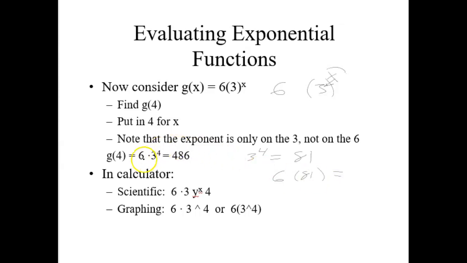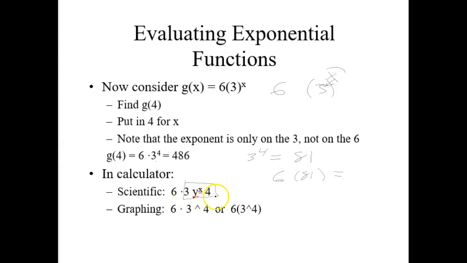The problem is with our calculators, we lose sight of how this works, and some students decide they're going to do a shortcut, and they're going to do 18 to the 4th. It will not give you the same answer. So here's how you would do it in your calculator. And your calculator knows order of operations. So when you do this, it does not multiply the 6 times 3 first.